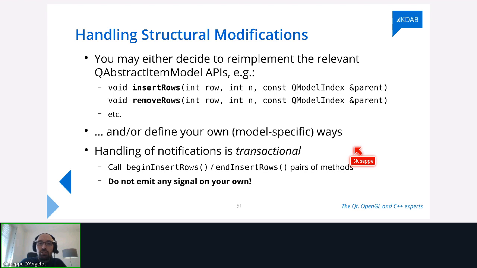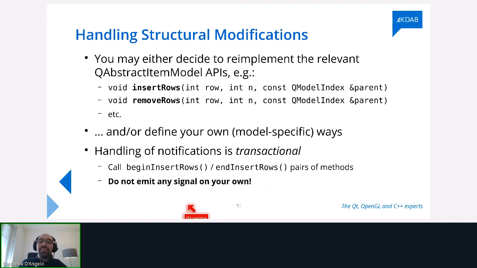What is tricky about structural modifications is that Qt models have a notification approach which is transactional. What do I mean by that? I mean this. Suppose that you have your model and you want to tell the views that you have inserted new rows. Okay, how do you do that? Well, you do it like this. You call begin insert rows to tell the views, I am about to insert the rows. I have not inserted anything yet. Okay, I'm about to. Then you actually insert the rows. Okay, and once you're done, you call end insert rows.